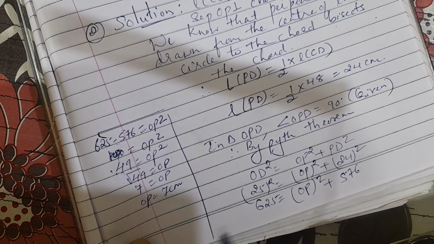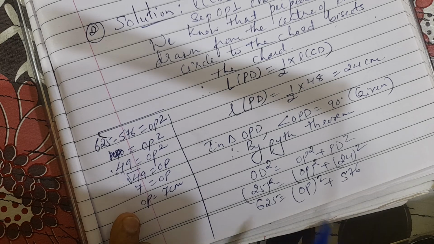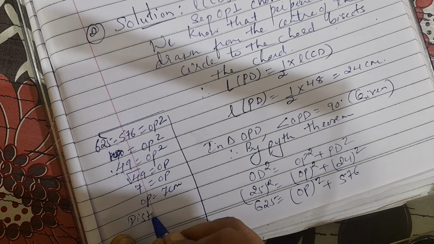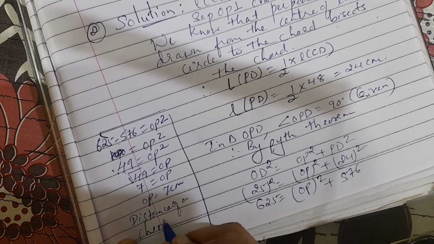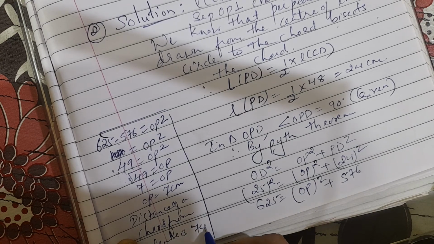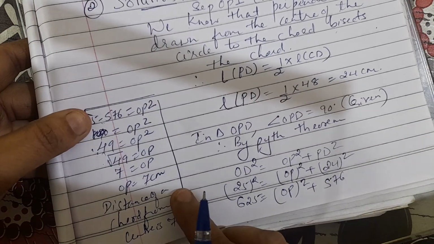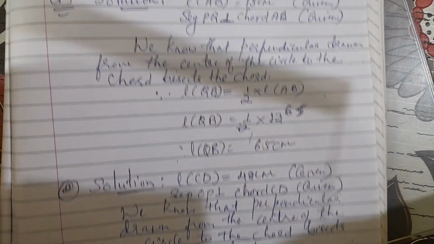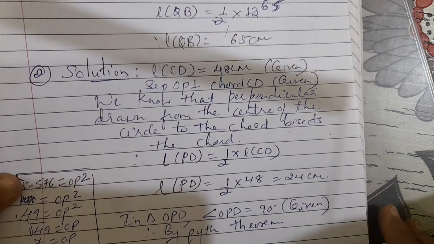Therefore children, what is the answer? The distance of a chord from the center is 7 centimeter. Okay children, since there was no space here I have written it at the side, but you will write it below. Okay, you will write it down. I am just sharing the screen with you. First sum, this is your second sum.